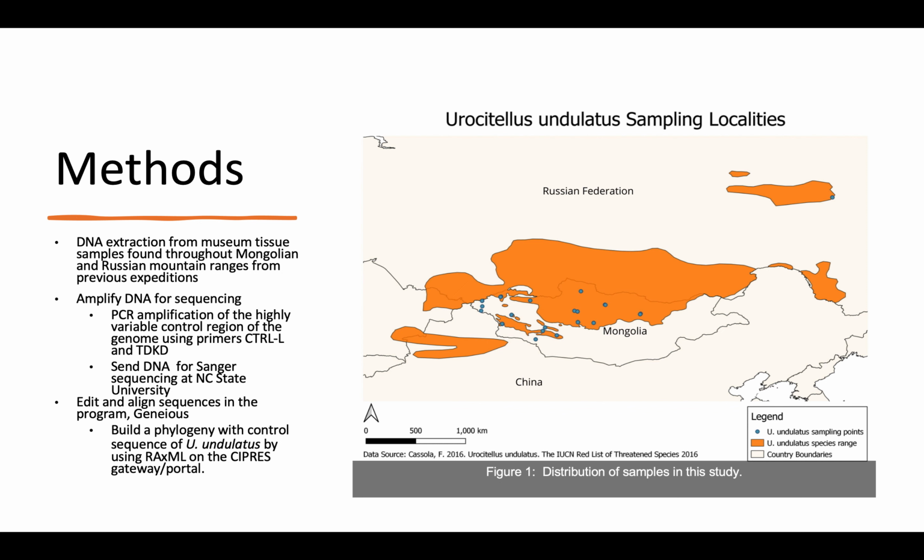So we did a PCR amplification of the highly variable control region of the genome using primers Control L and TDKD. We then sent the DNA for Sanger sequencing at NC State University. After we got the DNA back, we edited and aligned the sequences in the program Geneious. Then we built a phylogeny with the control sequence by using RAxML on the CIPRES Gateway portal.